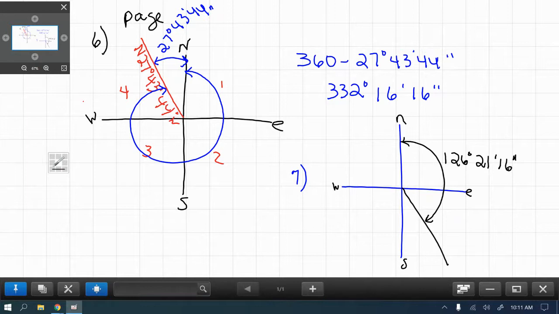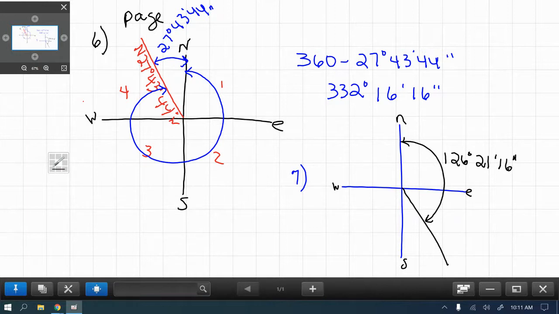All right, so a bearing cannot be over 90. If you have a bearing and it's over 90, then you've got something wrong. A bearing is only going to fit in the quadrant, so it's only going to be up to 90. An azimuth can be anywhere from 0 to 360 and is always from north.